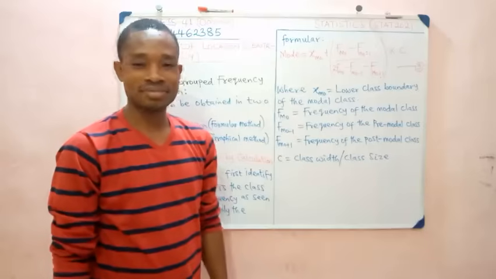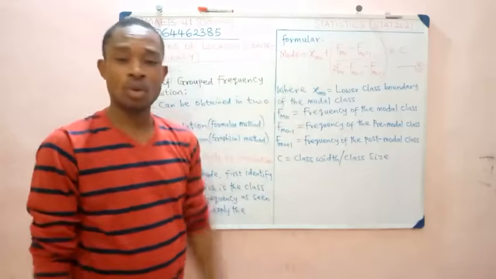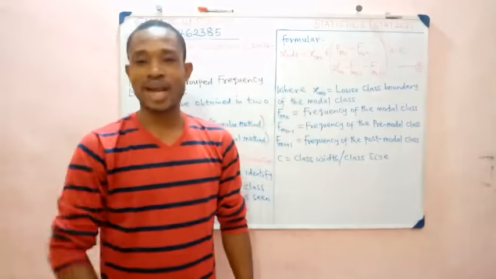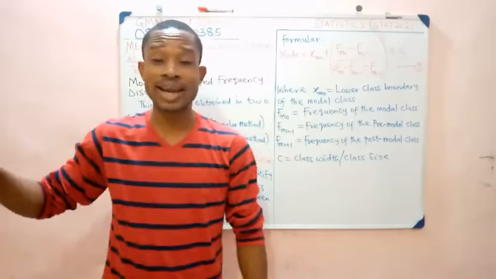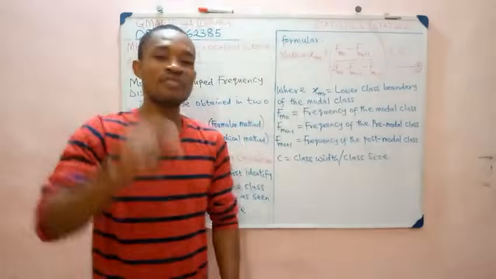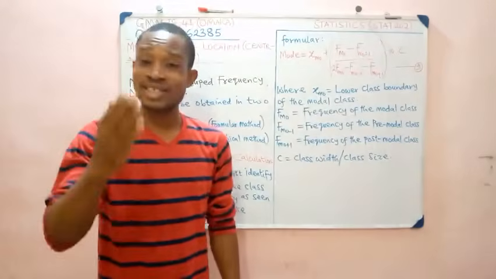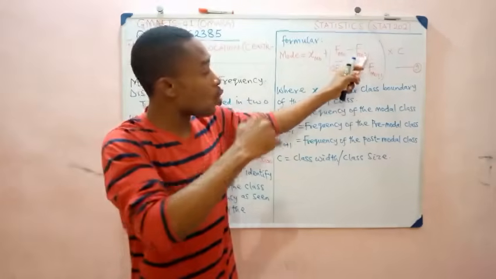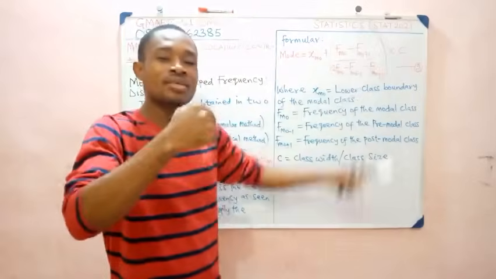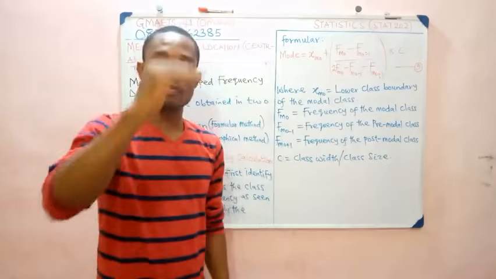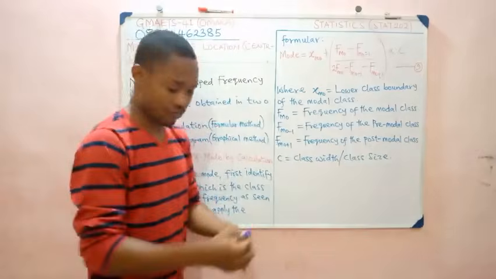Now, what do these terms represent in this equation? Let us look at them. X subscript mo. That is the lower class boundary of the modal class. Remember, you've identified the modal class already. Is that okay? Then f mo means the frequency of the modal class, which is that highest occurring frequency. F subscript mo before means the frequency of the pre-modal class. That is the frequency of the class before the modal class frequency.